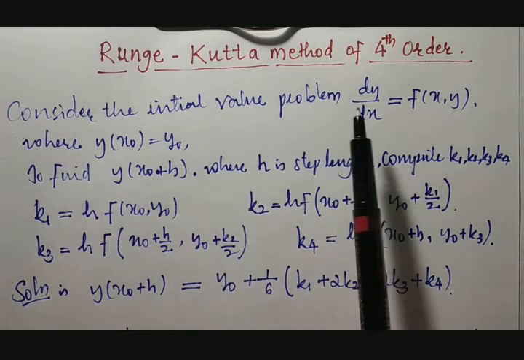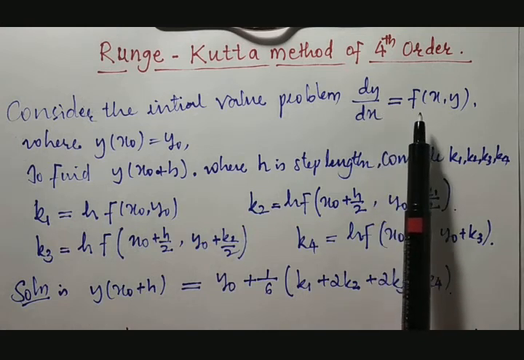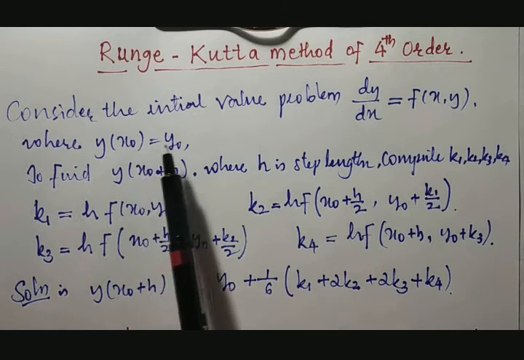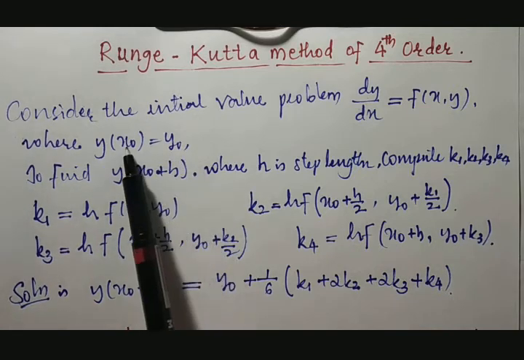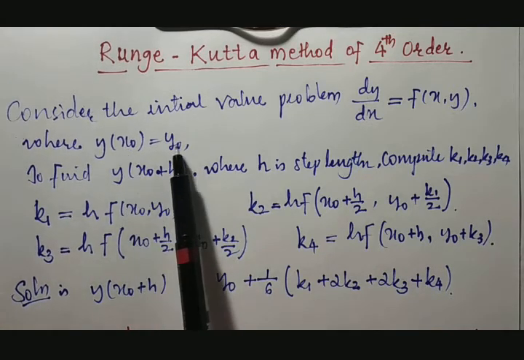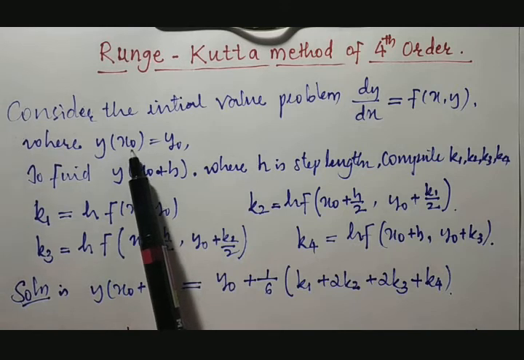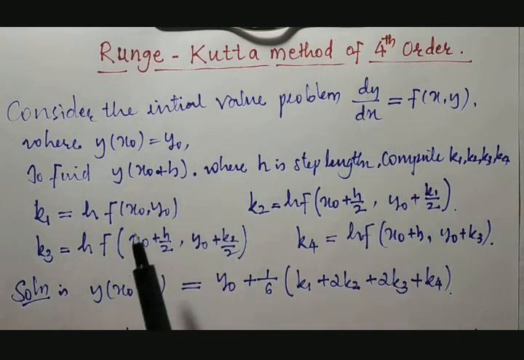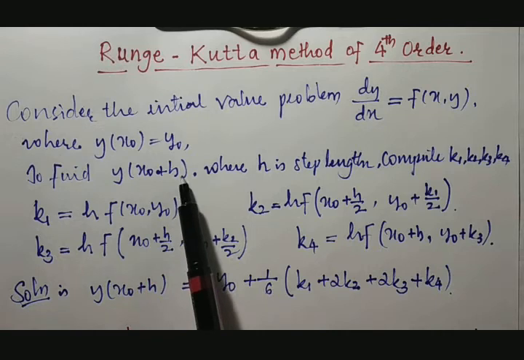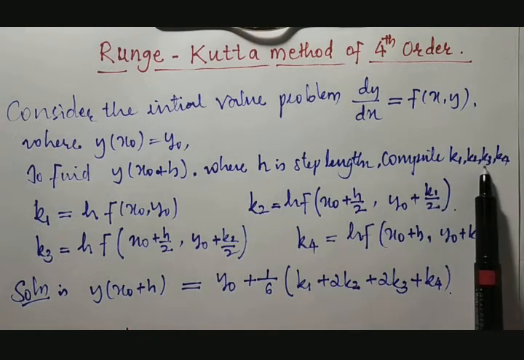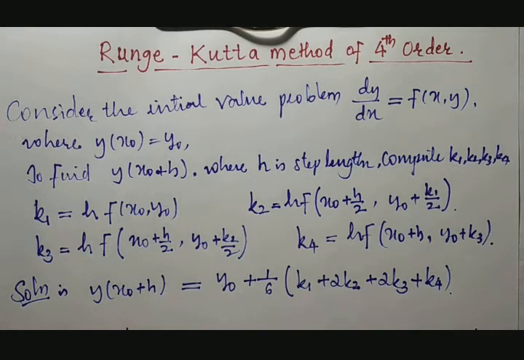Considering an initial value problem, dy by dx is equal to f of x comma y, where y of x naught will be treated as y naught. Means x naught will be the initial value of x and y naught will be the initial value of y. To obtain its next value, x naught plus h will be the next step length. So y of x naught plus h, where h is a step length, we need to compute k1, k2, k3, k4. How to obtain the values of k1, k2, k3, k4?